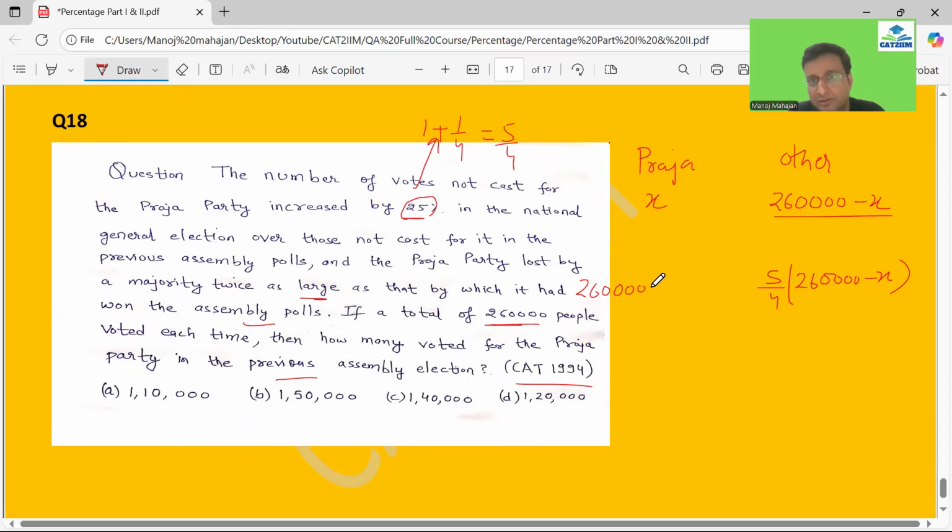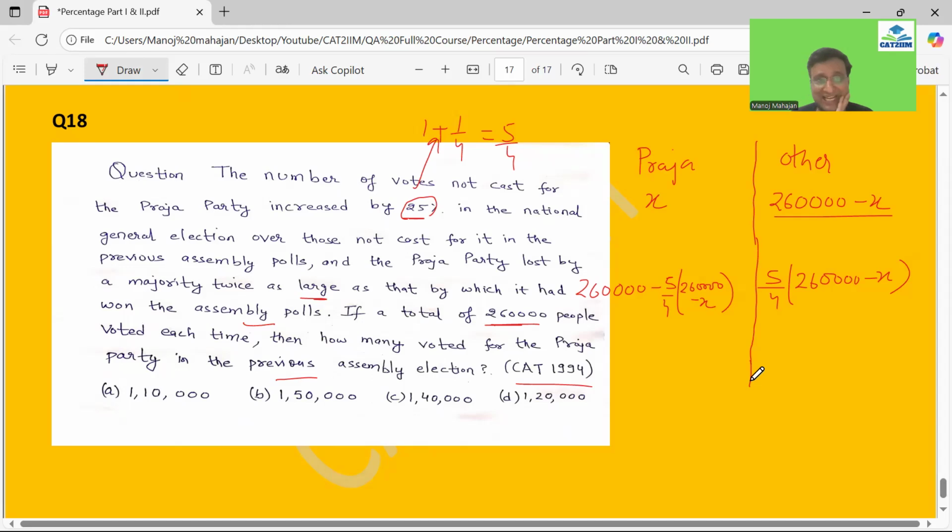2,60,000 minus, I'm going to do this stuff. Okay, so I'm just dividing this with a line out here so that there is no confusion, right? So you can understand what I've done over here.